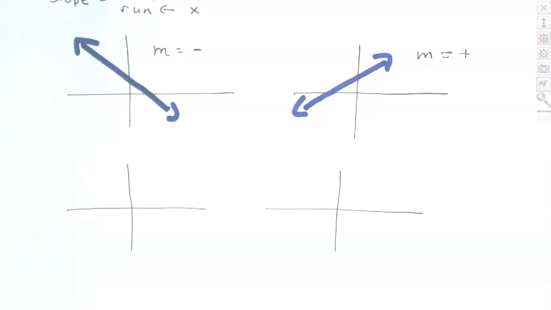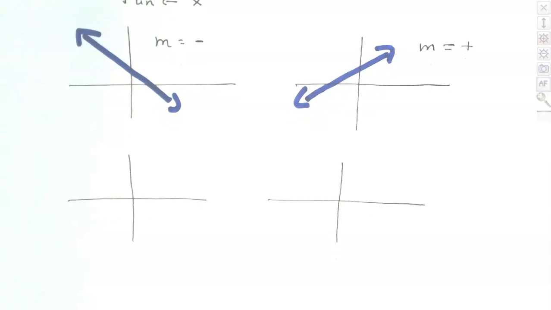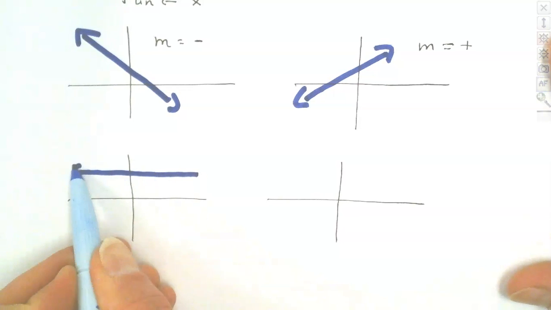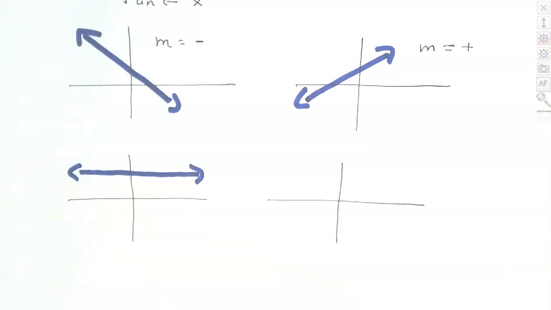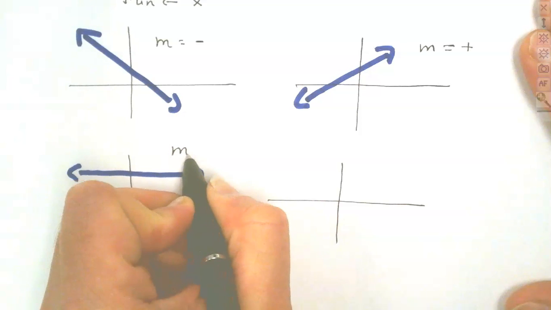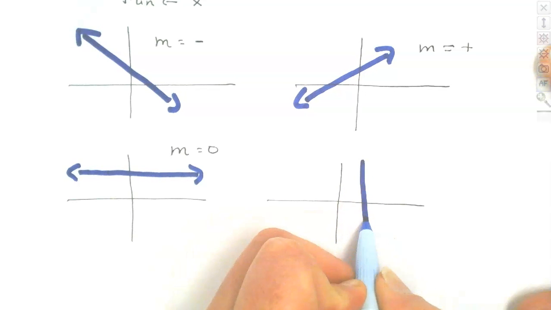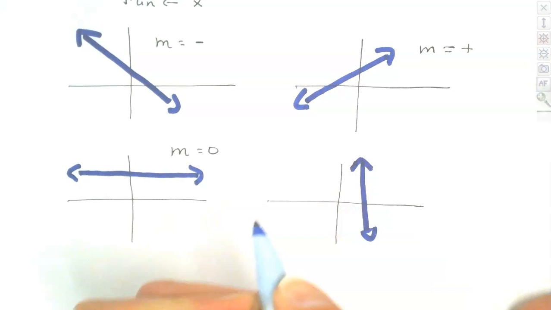And the last 2 are your vertical and your horizontal lines. If we have a horizontal line like that, then my slope is 0. And if we have a vertical line, then my slope is undefined.